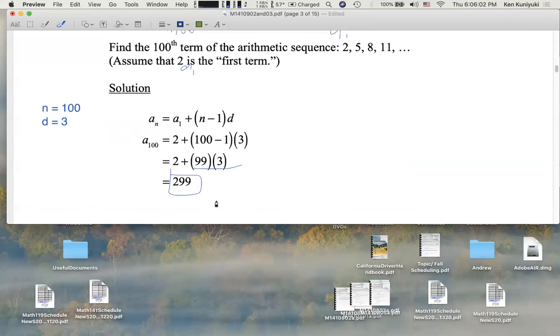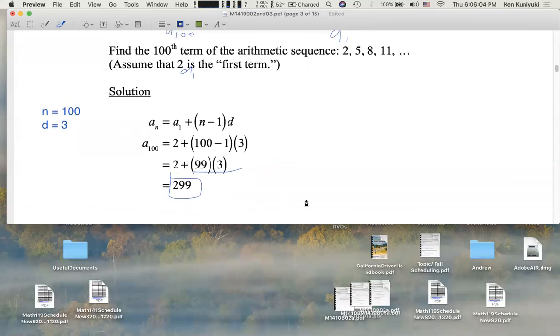You get it by taking 2 and adding 3, 99 times. I think this is faster. You'll get the same result.